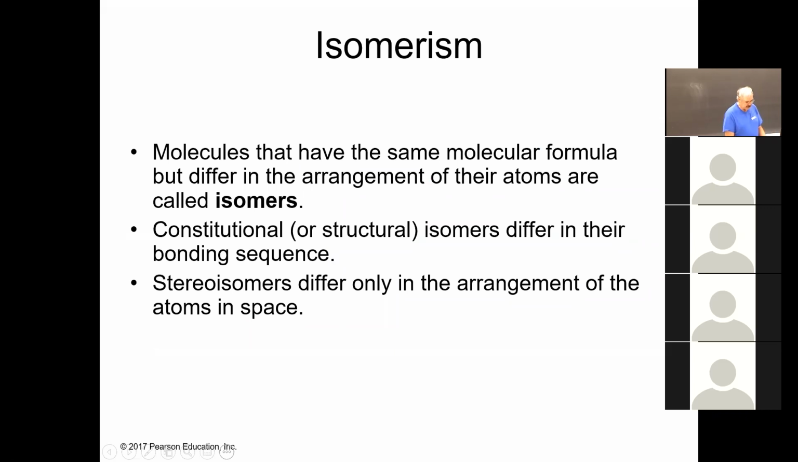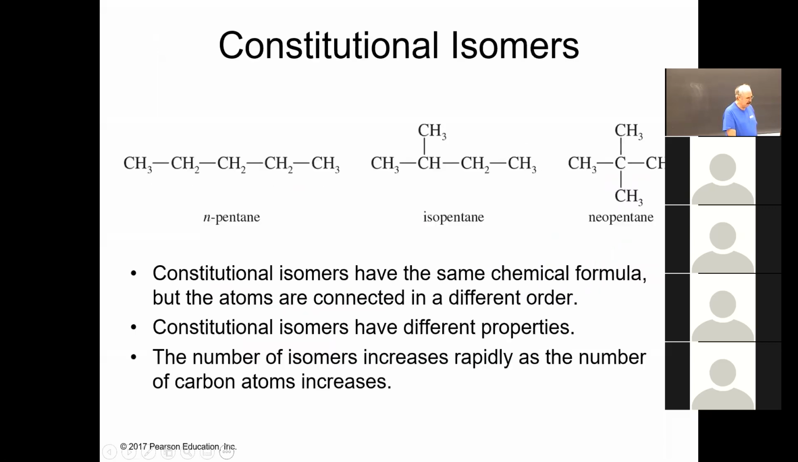We also had an introduction to isomerism. Isomers are compounds that have the same molecular formula but a different structure. And we looked at two main types of isomers, constitutional and stereo. Constitutional isomers are those in which we change the skeletal arrangement. So these are the 3 constitutional isomers of C5H12.